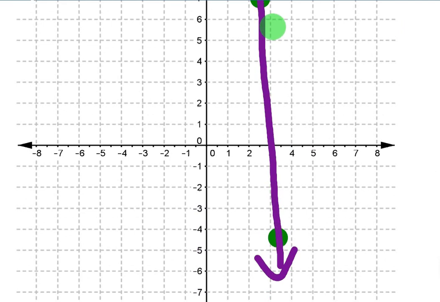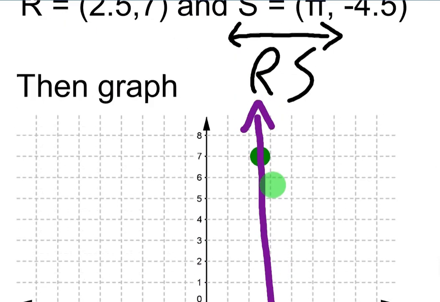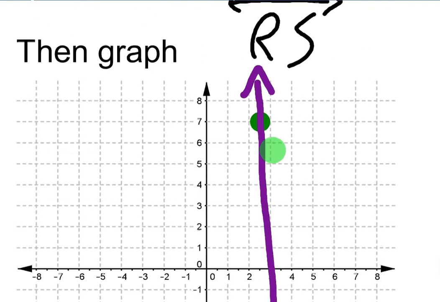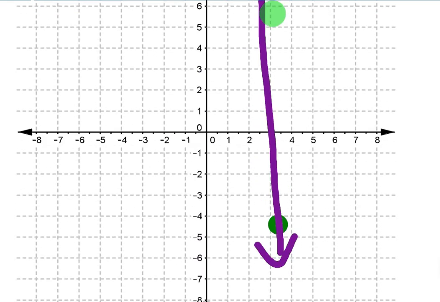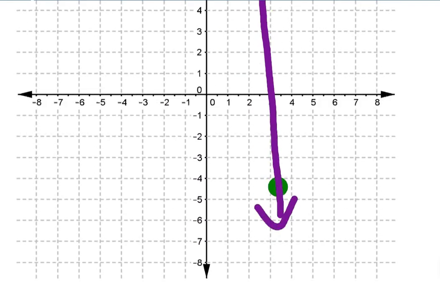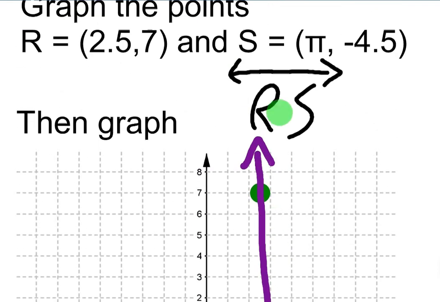Then you just connect them with a line. And this one we kind of have to zoom back and forth so we can see the whole thing. But it would look like that. Okay, that would be the line that would connect those two. And that would be our line RS.